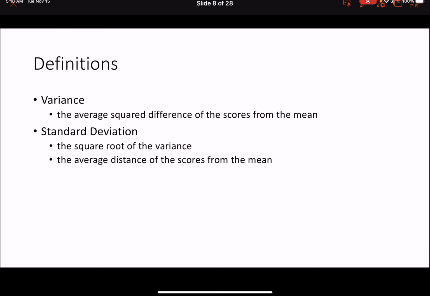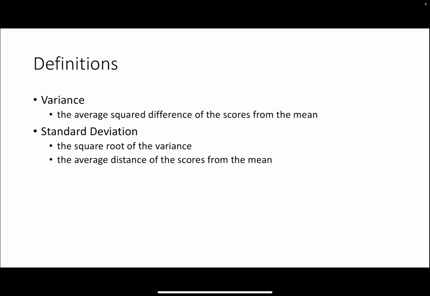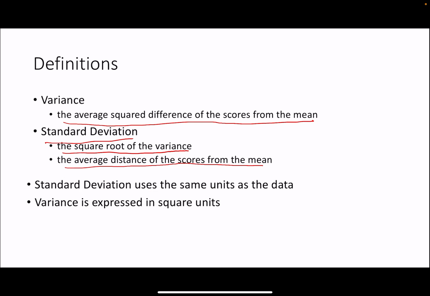points from the mean. Okay, so here are your definitions. You can write them down. Variance: the average squared difference of the scores from the mean. And then standard deviation, the square root of the variance, the average distance of the scores from the mean. Okay, so you just take the square root of the variance. So we can say that the square root of the variance equals the standard deviation.